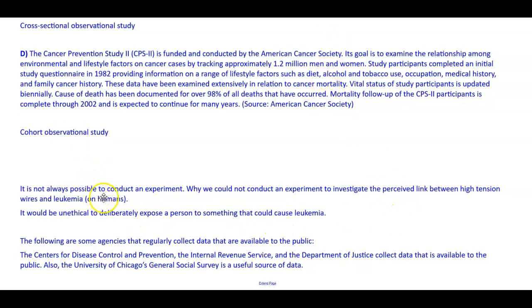Now, it is not always possible to conduct an experiment. Why could we not conduct an experiment to investigate the perceived link between high-tension wires and leukemia in humans? Well, it would be unethical to deliberately expose a person to something that could cause leukemia. Now, the following are some agencies that regularly collect data that are available to the public: the Centers for Disease Control and Prevention, the Internal Revenue Service, and the Department of Justice. Also, the University of Chicago's General Social Survey is a useful source of data.